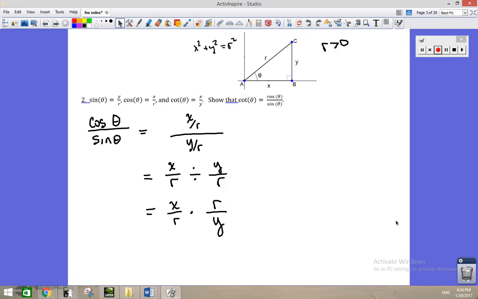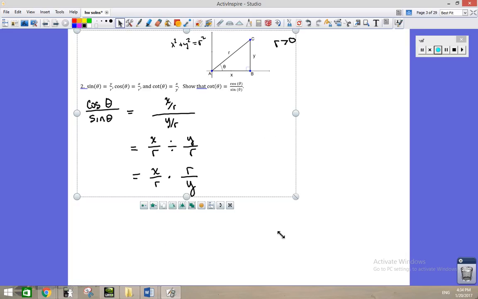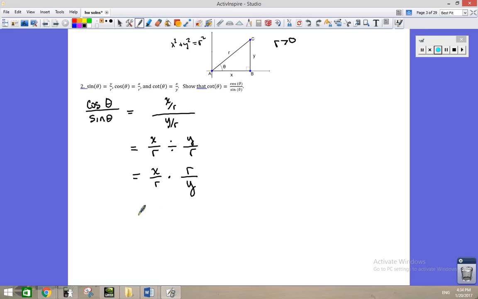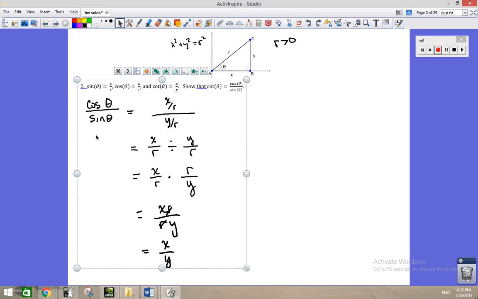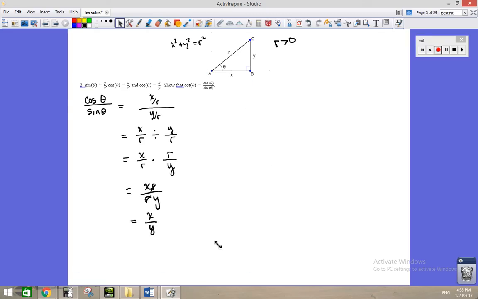So let's shrink this up to give me a little bit of room. When I multiply fractions together, all you have to do is multiply the numerators together and multiply the denominators together. And now, if I reduce this fraction to lowest terms, I see that the numerator and denominator have a common factor of r, and r divided by r is just 1, so this fraction reduces to x divided by y. And if I look back at my definitions, we define the ratio x divided by y to be the cotangent of this angle theta. And that's the left-hand side of the equation.